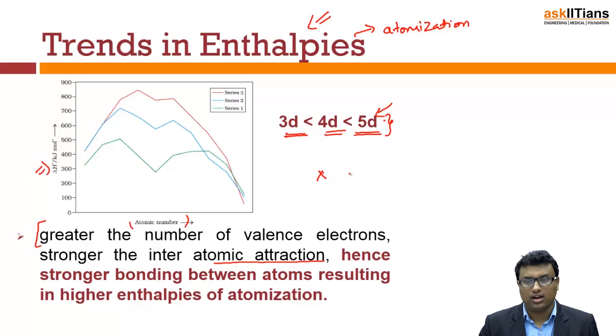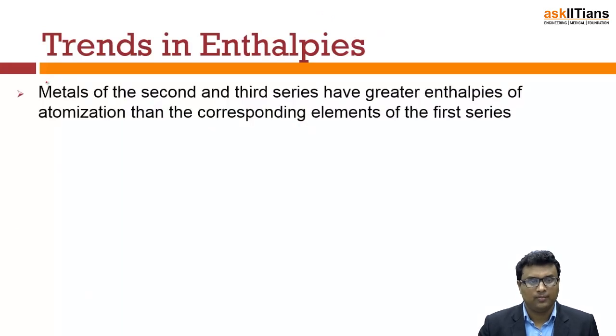So you have two atoms X and Y. They have a greater attraction now. Once you have a greater attraction, you have stronger bonding between the atoms, and that results in higher enthalpies of atomization. So metals of the second and third series have greater enthalpies of atomization than the corresponding elements of the first series. You can see that the metals of the second and third series have greater enthalpies.